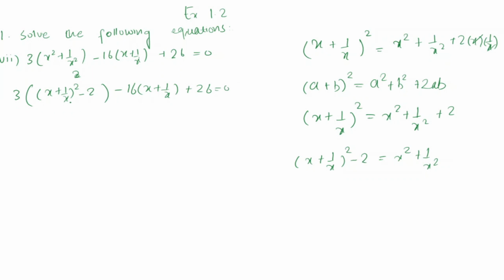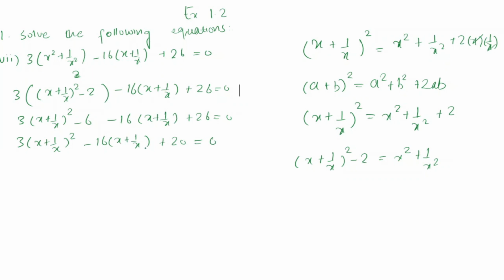This 3 is multiplied with this term and with this one as well, so 3 into x plus 1 over x whole square, and this would be minus 6, and this is minus 16 into x plus 1 over x plus 26. Minus 6 plus 26, I'm getting 20. So 3 into x plus 1 over x whole square, minus 16 into x plus 1 over x, I'm getting 20 only.